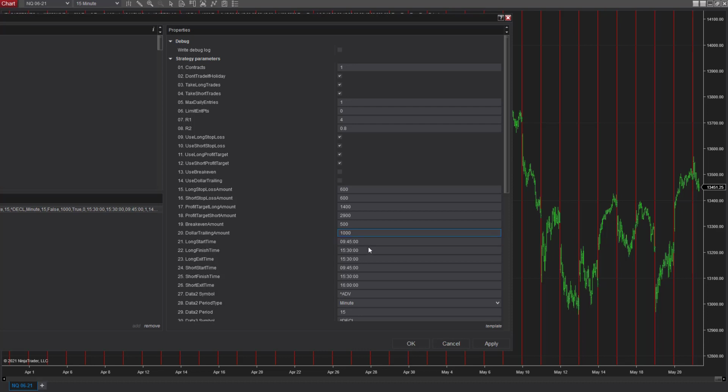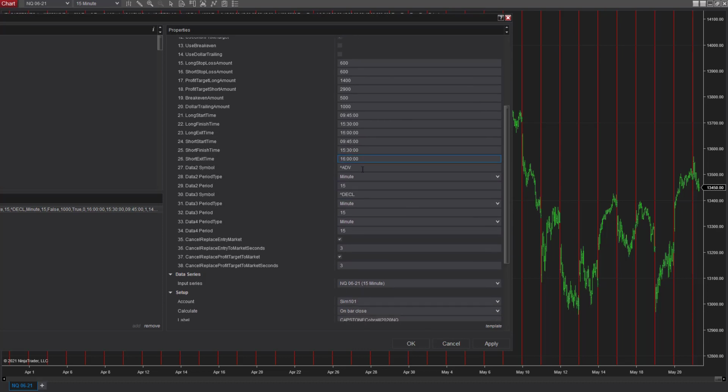You can select the start time. This is based on Eastern Standard Time, so the day session would start at 9:30. This would be from 9:45 to 30 minutes before the cash close, and then it would exit. You want to set this actually to 1,600, so this should be 1,600 right here. And this is the start time for the shorts, when it can start taking short trades. When it stops taking short trades is the short finish time, and then the short exit time. You do need market internals from Kinetick, advancers and decliners, for this. And so that is how you would set this up.